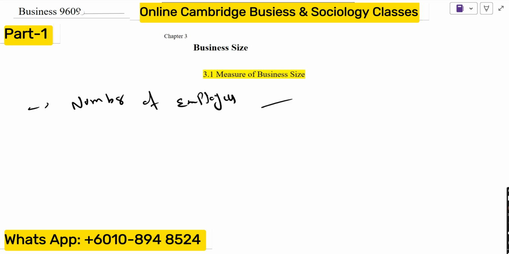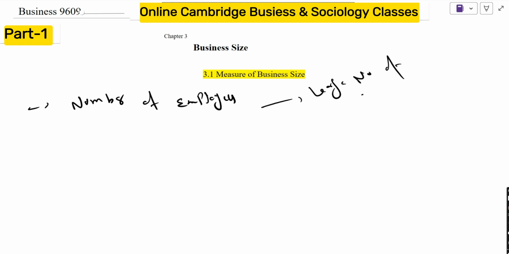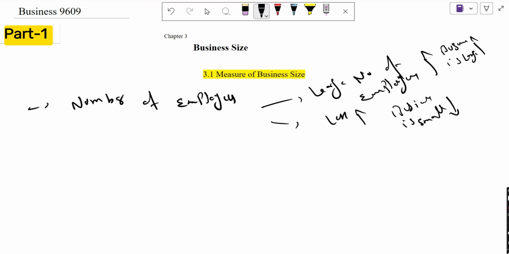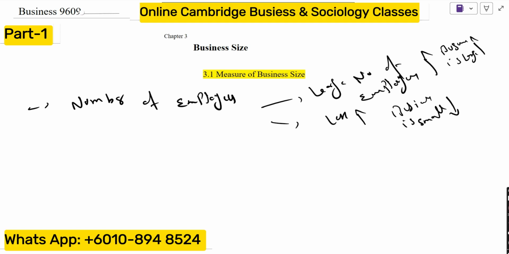If you have a large number of employees, it means the business is large. If we have a lesser number of employees, the business is small. That's a clear indication to understand what it actually means.